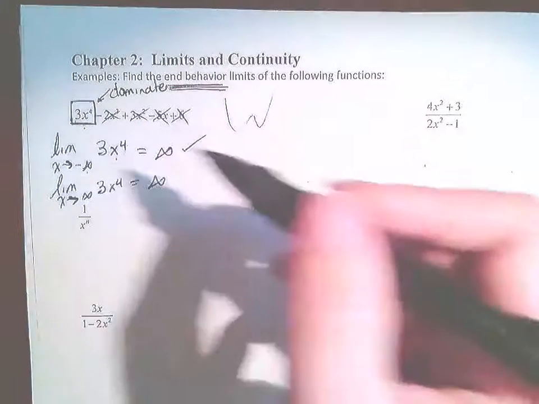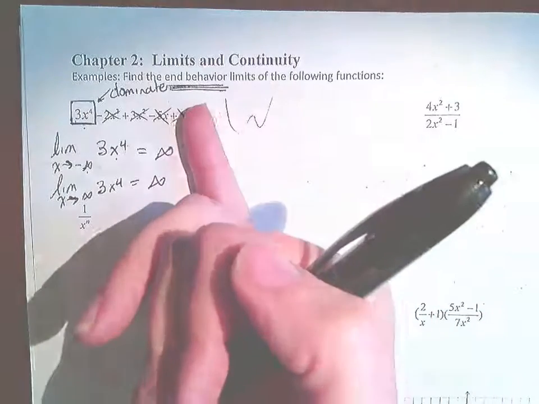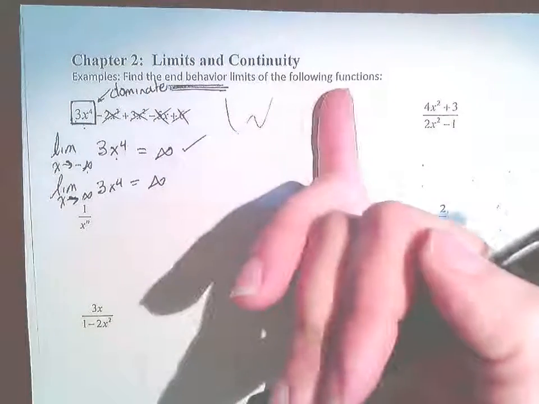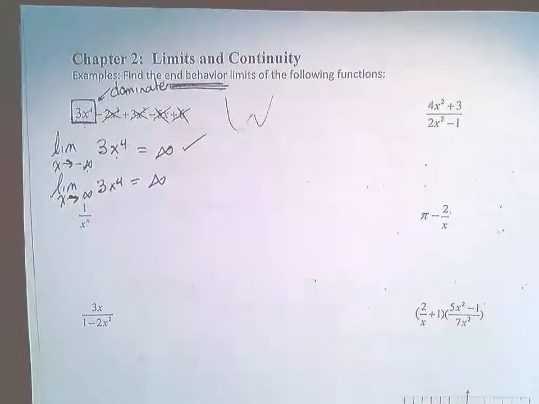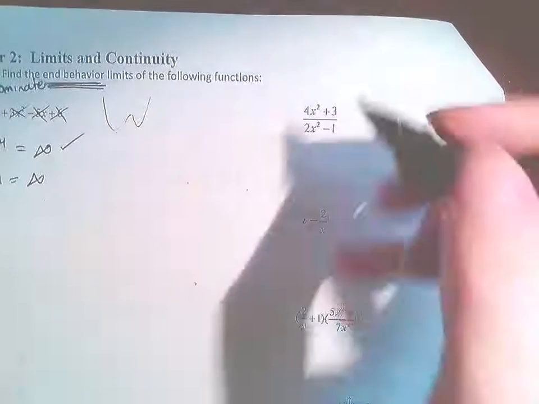Now this is not a right or left, okay? This is approaching negative infinity. Going this way, it's going up, and going this way, it's going up. These are the end behaviors. This is not a left and right. All right, so moving on to the next one.